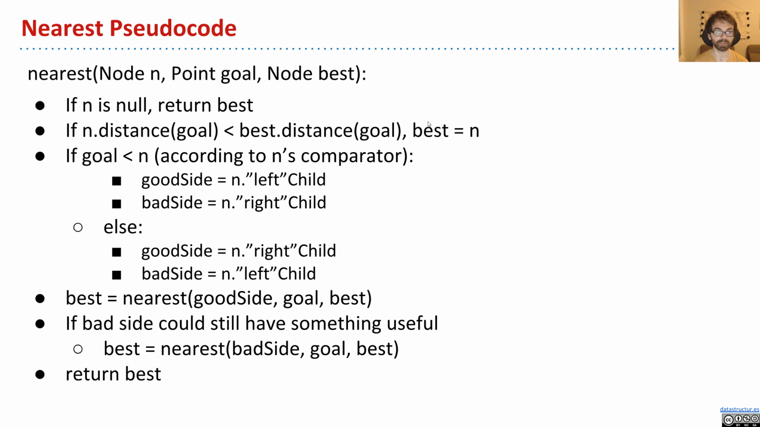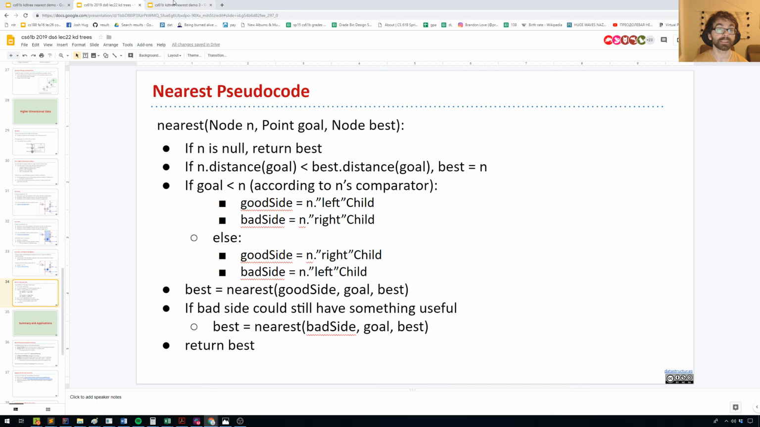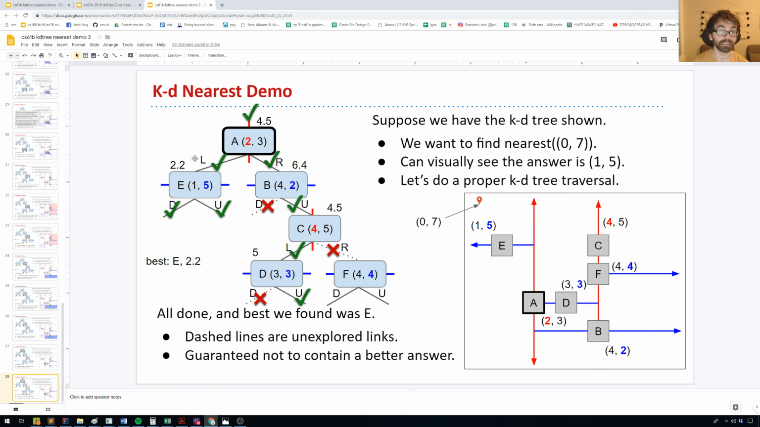Okay, no big deal. Then, if the goal is less than n, according to n's comparator, so some nodes will use x, some will use y, and if you have it in higher dimensions, it would be z and w, then we'll say that the good side is n's left child, and the bad side is n's right child. Now, when I say left and right, I mean physically on the page which one's left and right. So left could actually mean down, or it could mean left. And right could mean right, or it could mean up. Okay.